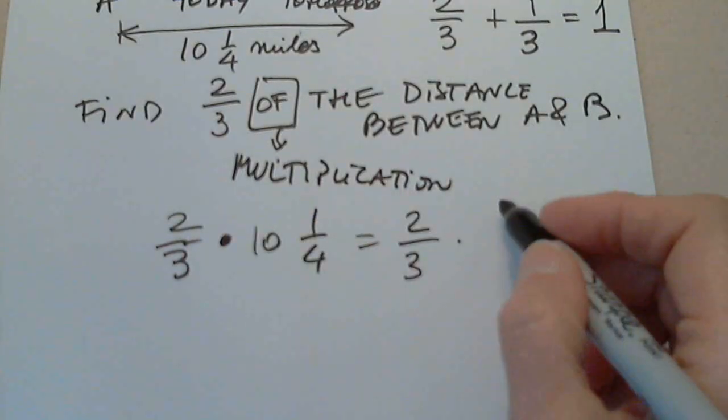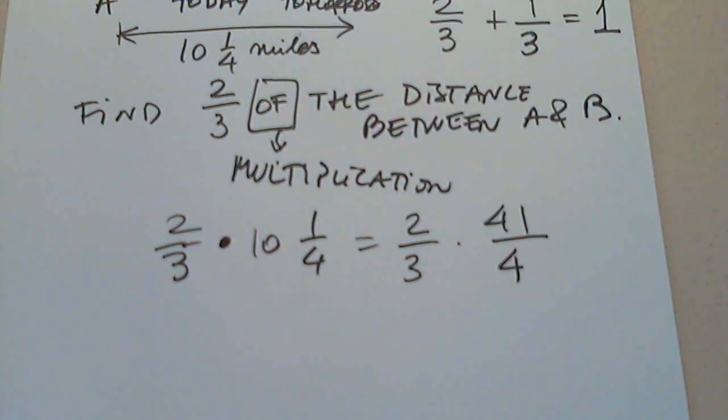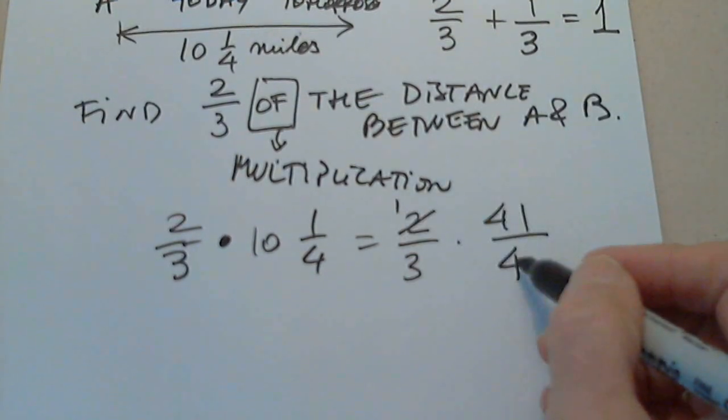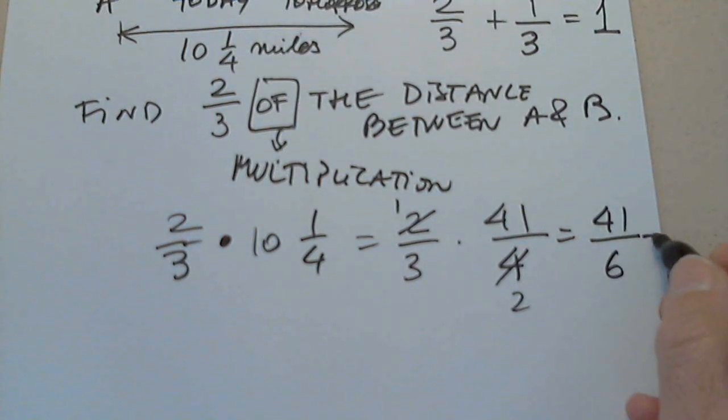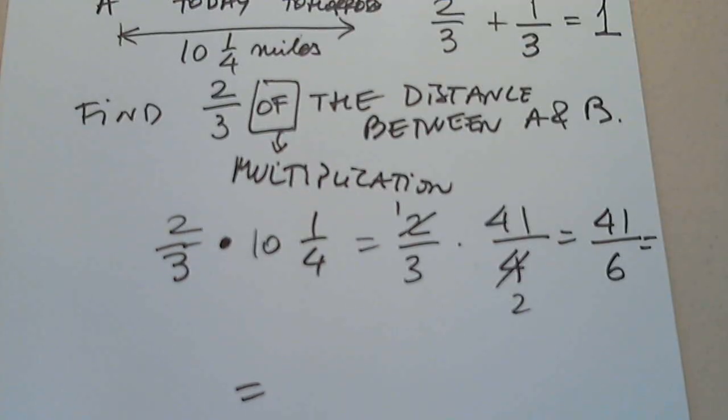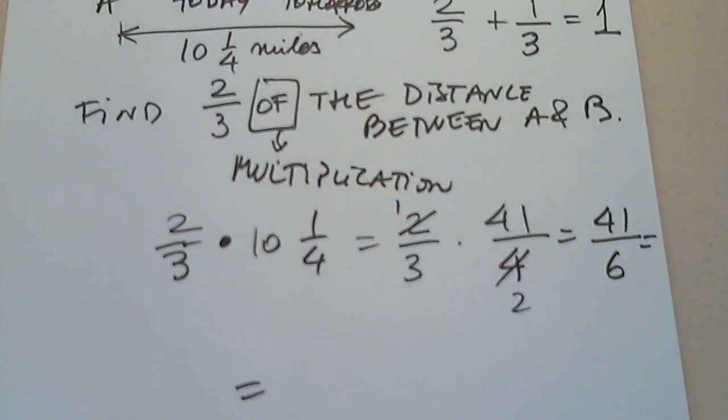2/3 times 41/4. We never multiply before we simplify, if possible. So I'll simplify by 2. So then the numerator is 41 and the denominator is 6. Yes, I have to take the integers out. How many integers do we have? And that is what I decided to drive today.